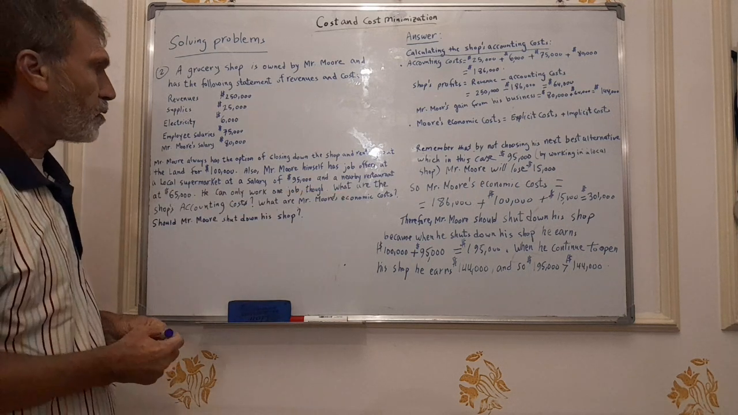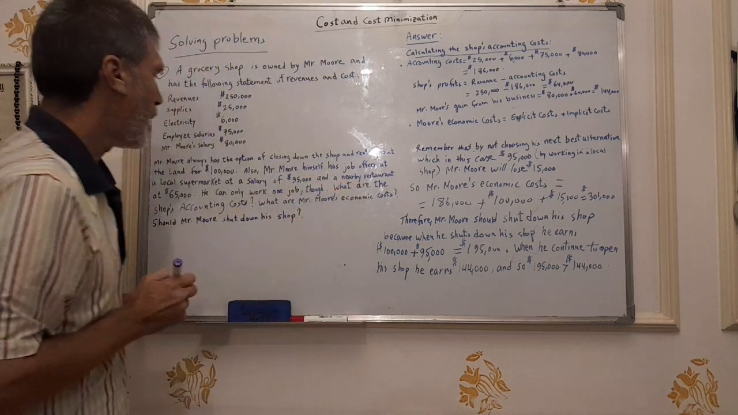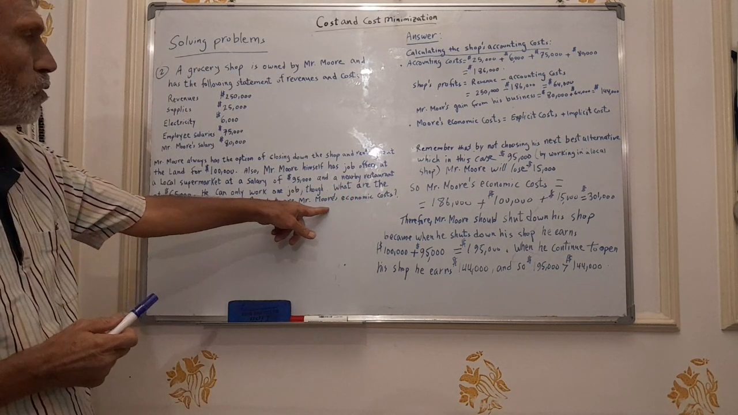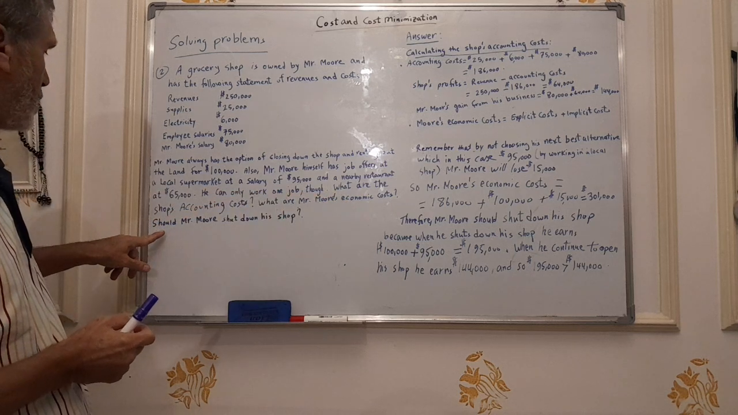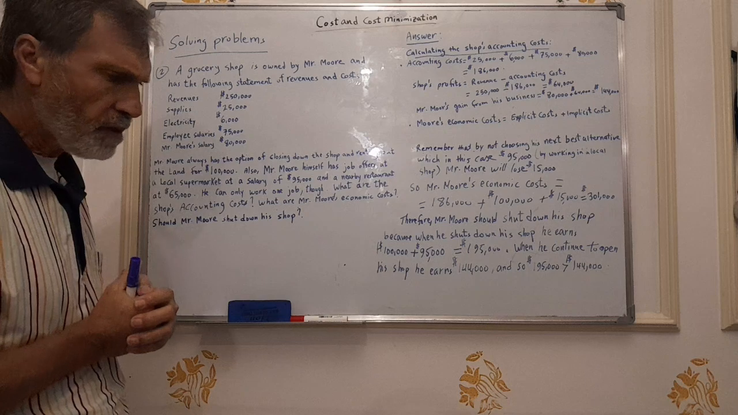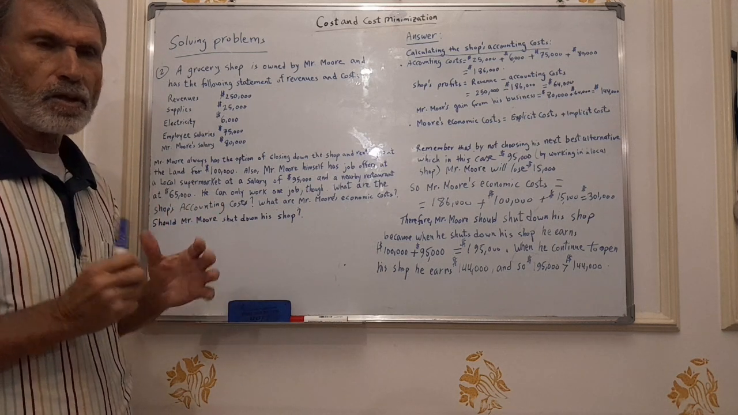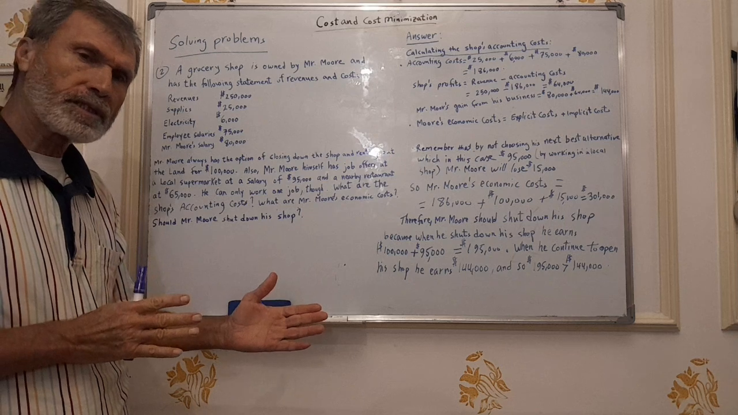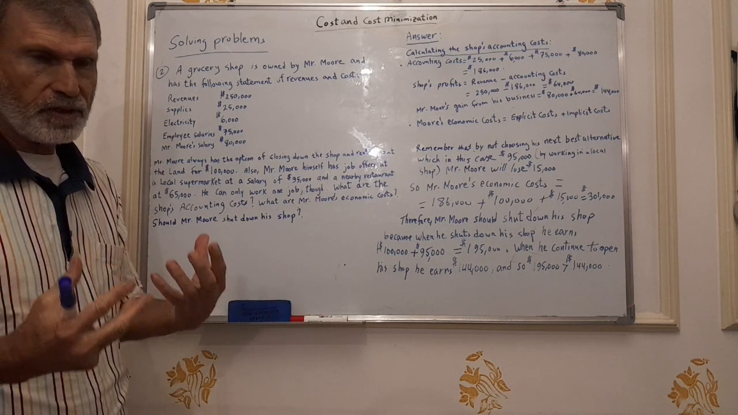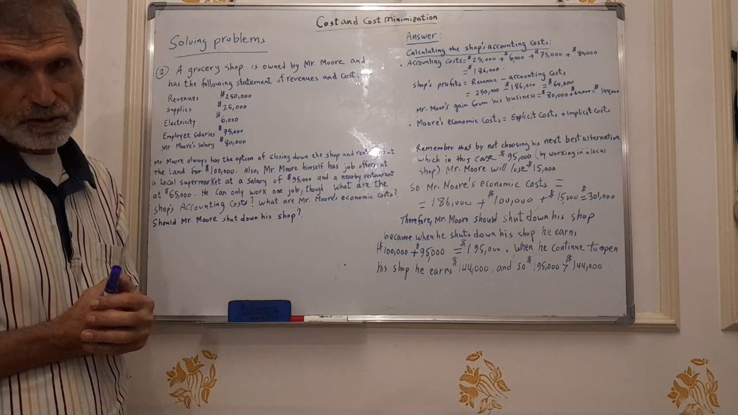What are the shop's accounting costs? What are Mr. Moore's economic costs? And should Mr. Moore shut down his shop? Remember that this problem relates to the concepts of accounting cost as well as economic cost. So it's important to differentiate between these two important types of cost.